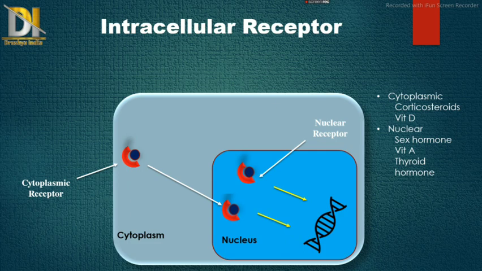Overall, of these 4 receptors, the ligand gated ion channel shows the fastest action, meaning within milliseconds. After that comes the G protein coupled receptor, which takes a little more time than the ligand gated ion channel. Then comes the enzyme linked receptor, and the final one, that is intracellular, takes nearly hours to show the action. So this was all about the receptors.